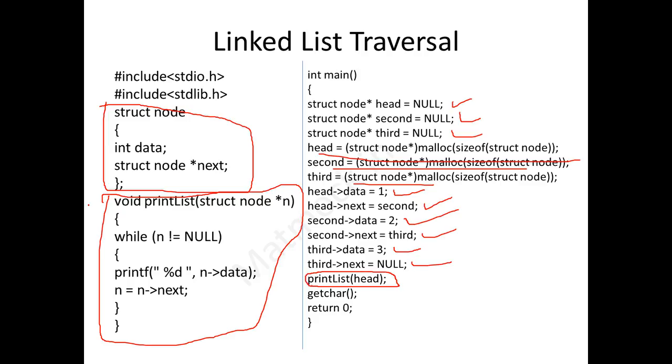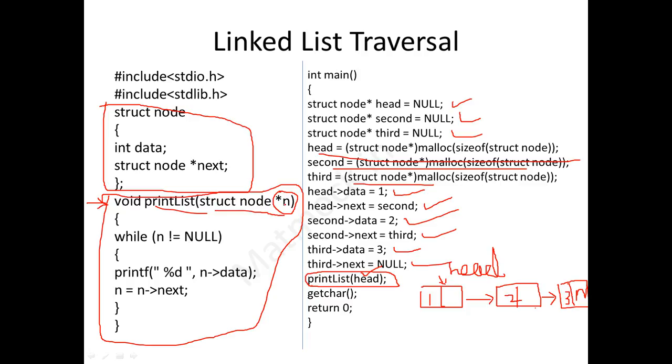Now from here the control will be shifted to this function, and this function will execute line by line. Here it is passing one parameter, that is head. So the head pointer of your node has been passed to the function print list. This was your head, and here are 1, 2 and 3, and here it is null. Now this head has been transferred to the print list function, and it is received in the pointer variable n. Now n will point to this node.